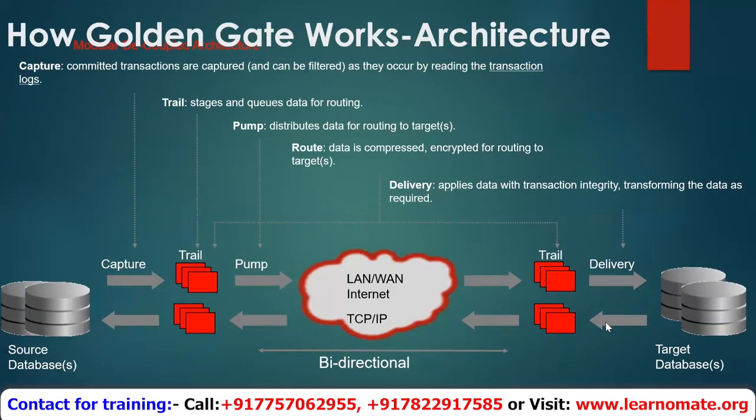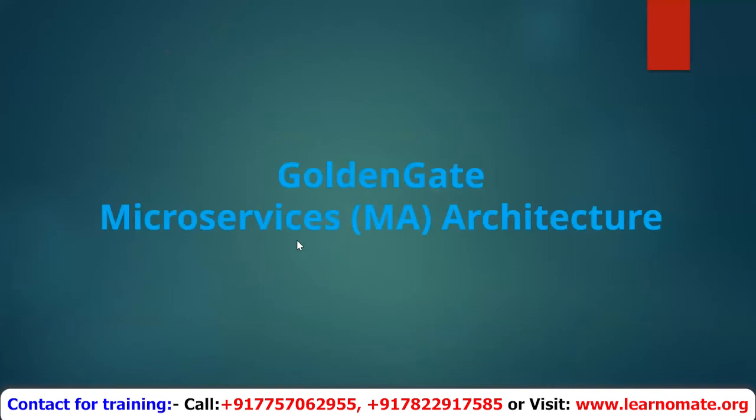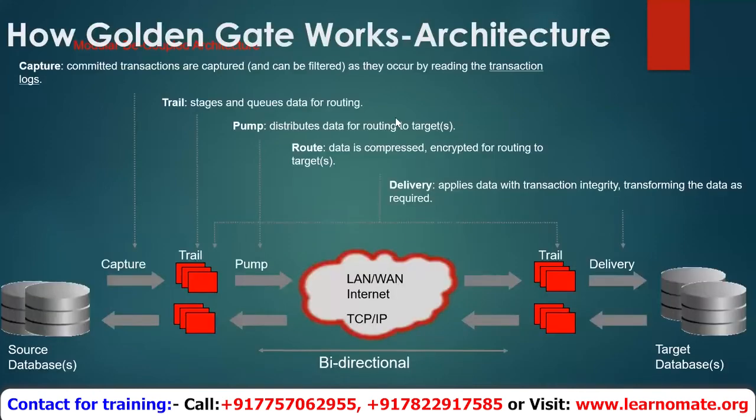So here also you will have an extract process capturing data from site B and writing to a local trail. Once the data becomes available in the local trail, the data pump process configured over here will write it to the remote trail on site A. And once the data becomes available in the remote trail, the replicate process on site A will apply the data to the site A database. Okay. So this is how your classic architecture works.